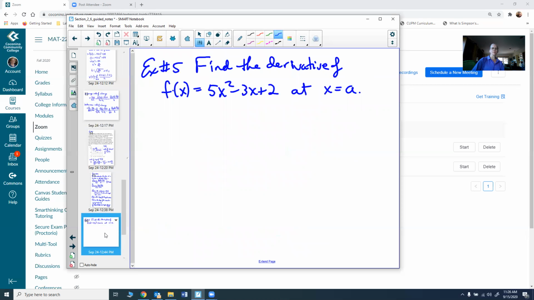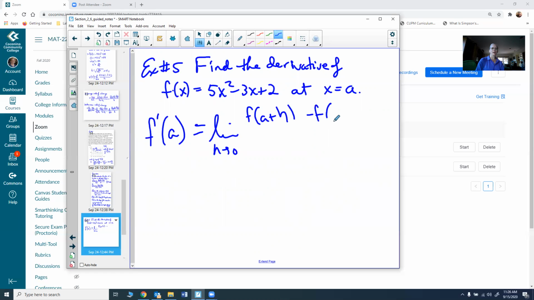So let's find the derivative of this function at the point a. So that would be f prime of a equals the limit as h goes to 0 of f of a plus h minus f of a all over h. It helps to know this formula and kind of memorize it. All right, so now we're going to go ahead and start doing this.